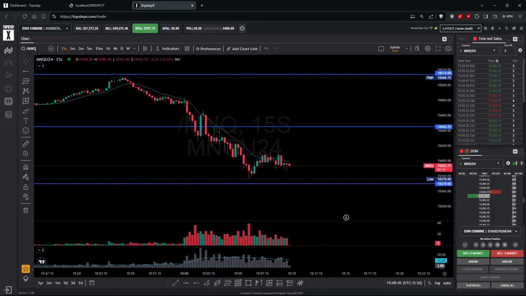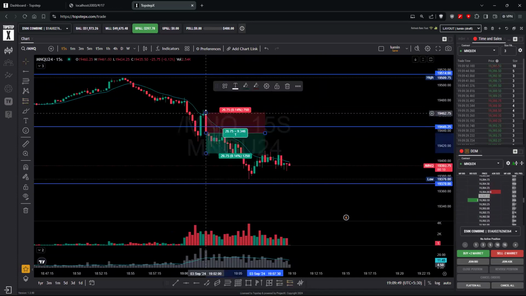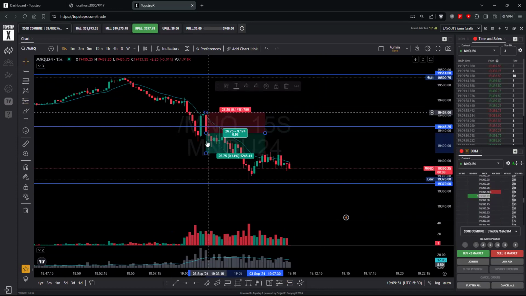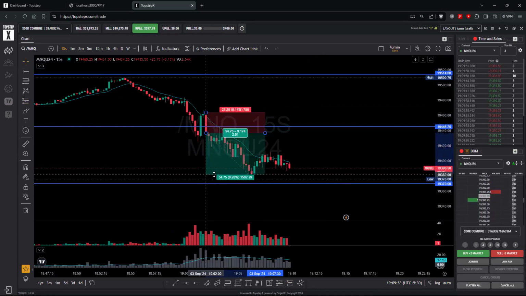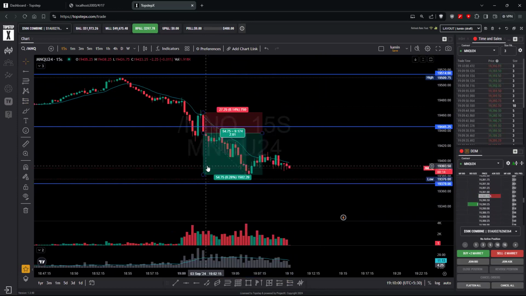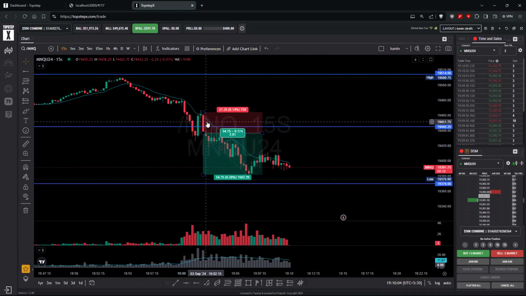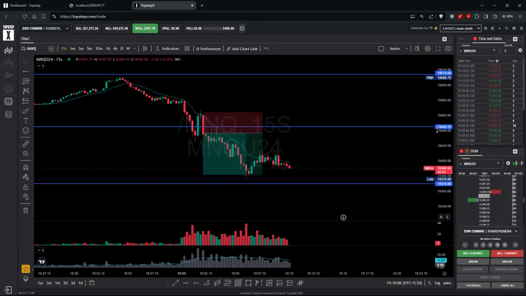So what happened? I entered here. I put my stop there, and my target was around this level. This was a 2 R opportunity for me. As you can see, I have my bracket already set up, and the bracket is set according to the dollar level.